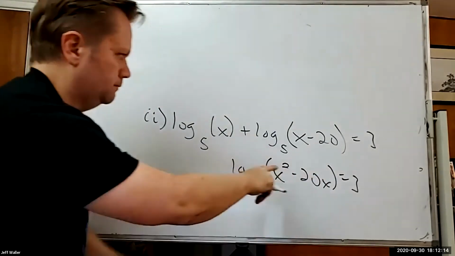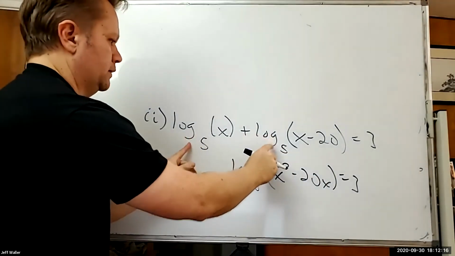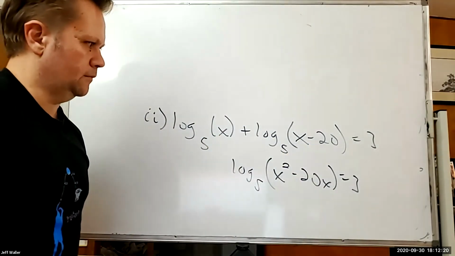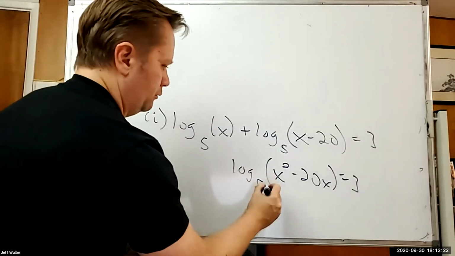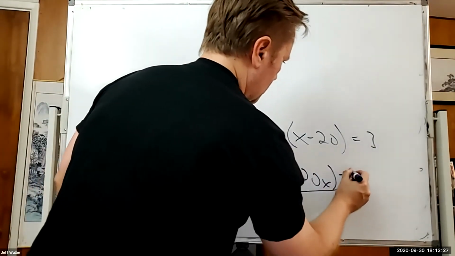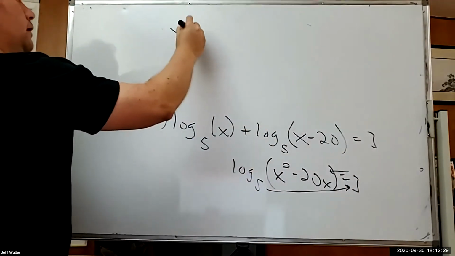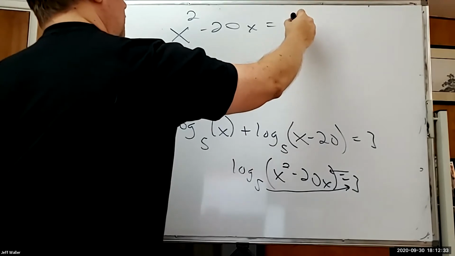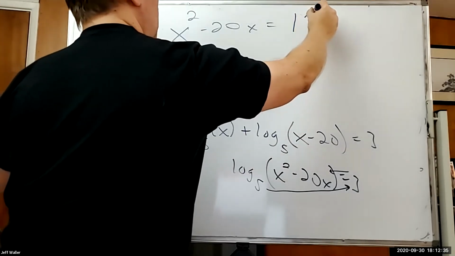Is everybody cool with that? The addition of the logs is the log of the product. And now we can do exactly what we did earlier. What would be 5 to the third? Yeah, so what is 5 to the third power? 125.